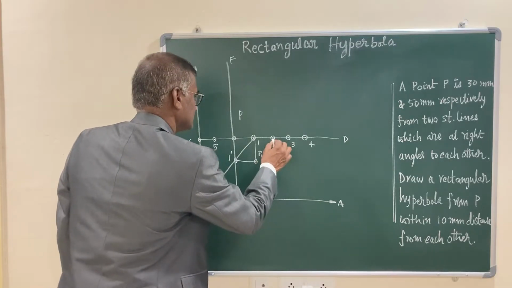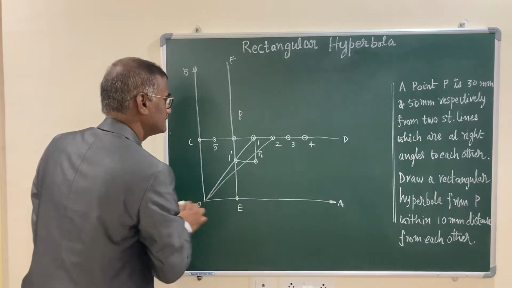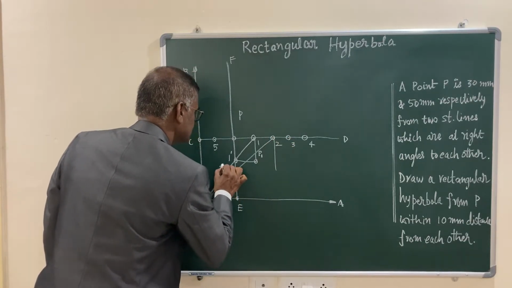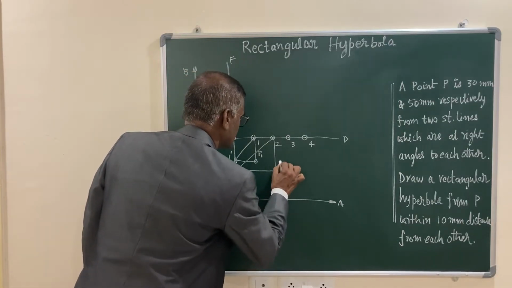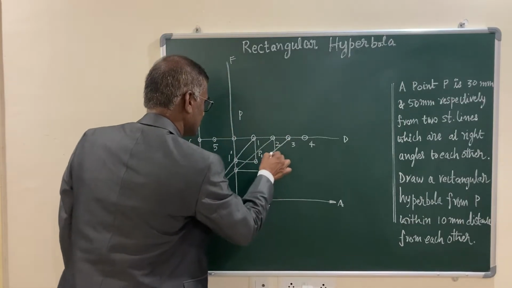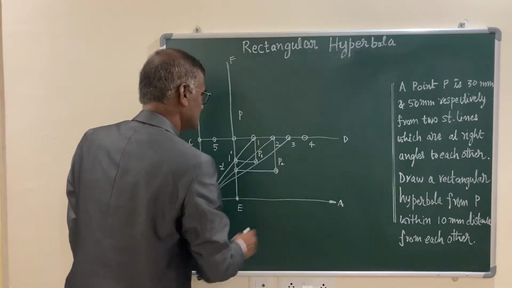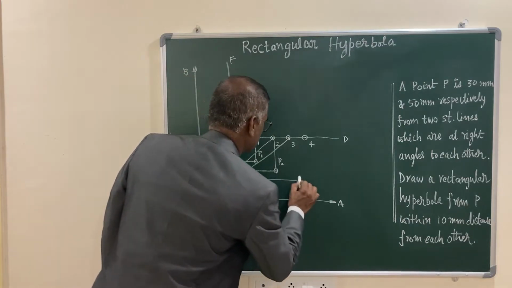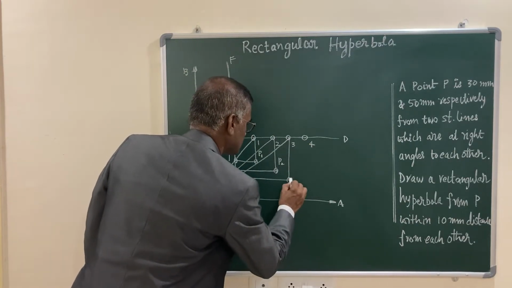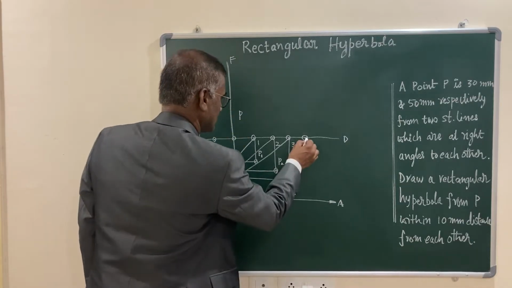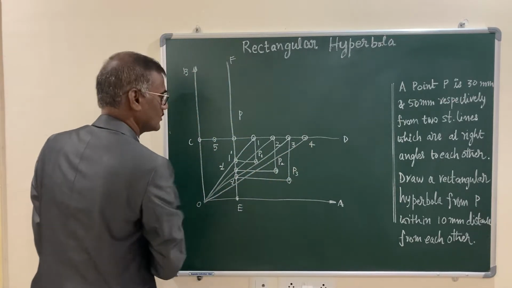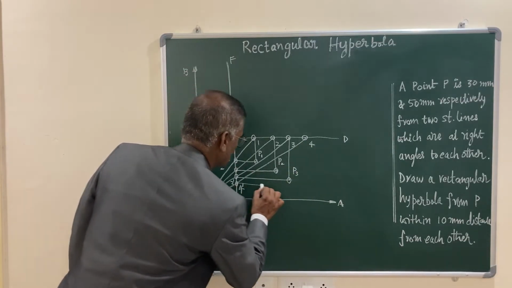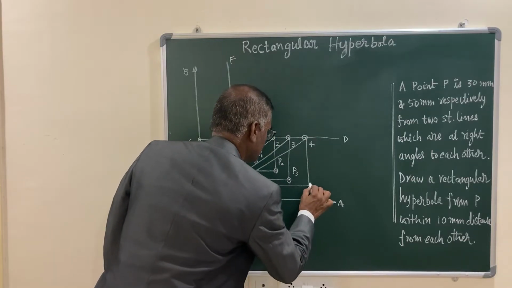So let us join this with the origin and erect a vertical, and this is your 2 prime. Draw a horizontal, this is required point P2, and join this with the origin, and it is going to intersect at 3 prime. Draw a horizontal and vertical, and this is required point P3, and lastly, join this point with the origin, and it is going to intersect at 4 prime. Draw a horizontal and vertical, right?